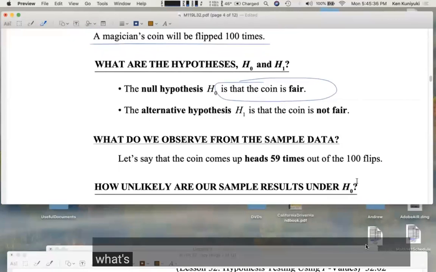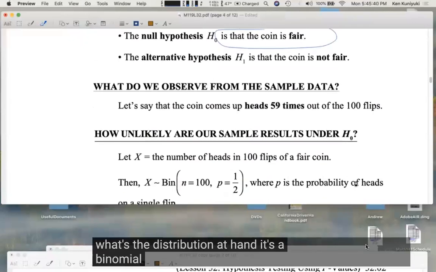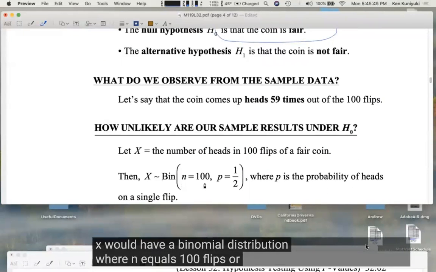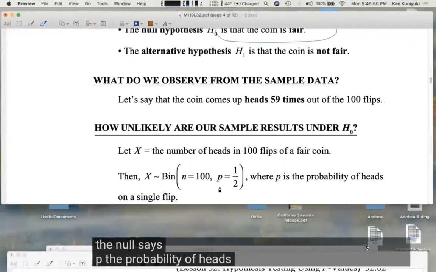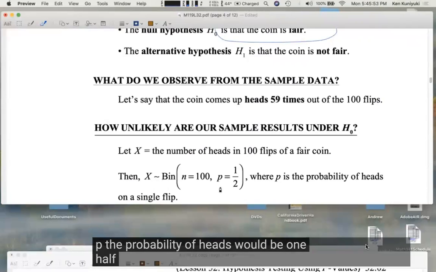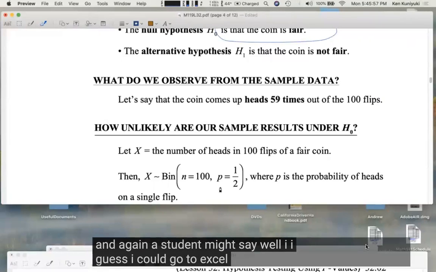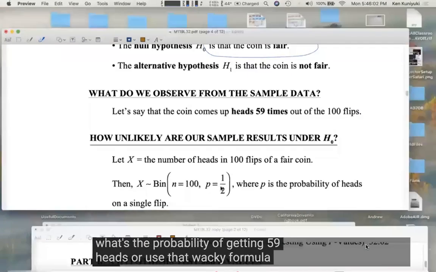What's the distribution at hand? It's a binomial. X would have a binomial distribution where n equals 100 flips or trials, and assuming a fair coin, which is what the null says, p, the probability of heads, would be 1/2. And again, a student might say, well, I guess I could go to Excel and ask Excel, what's the probability of getting 59 heads? Or use that wacky formula. Well, let's go to Excel.